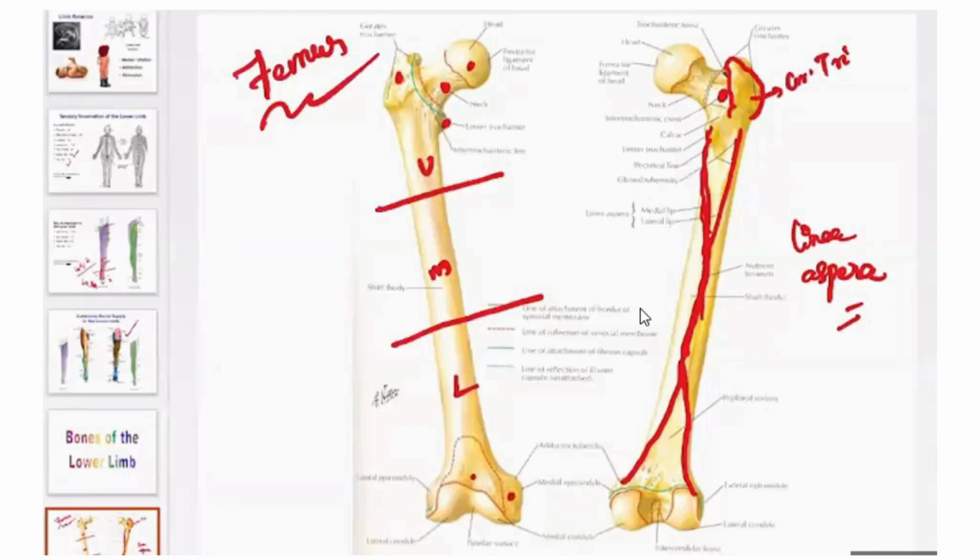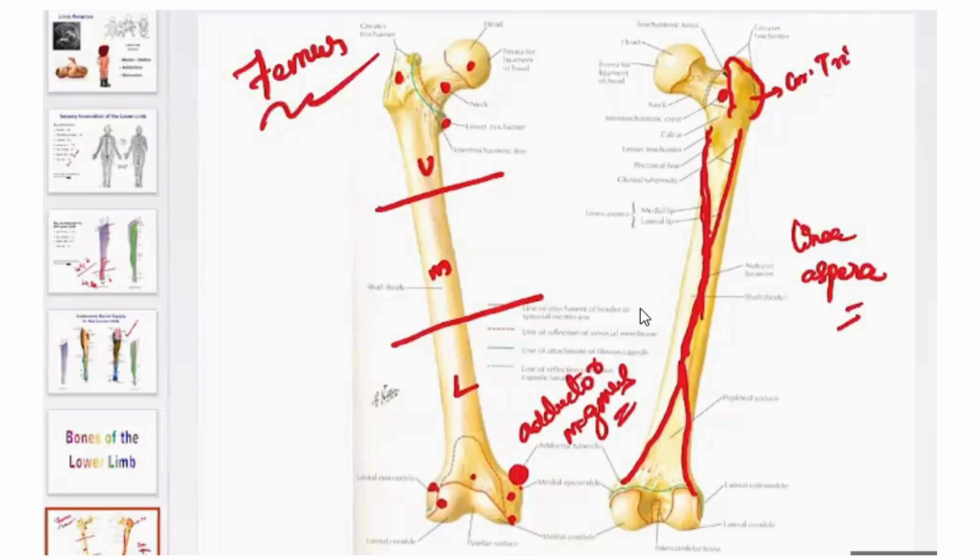The condyle, and what is present above is the epicondyle. On the medial aspect of the shaft, there is one more tubercle called adductor tubercle. This is important, which gives attachment for adductor magnus muscle. The largest muscle of the medial compartment is the adductor magnus muscle.